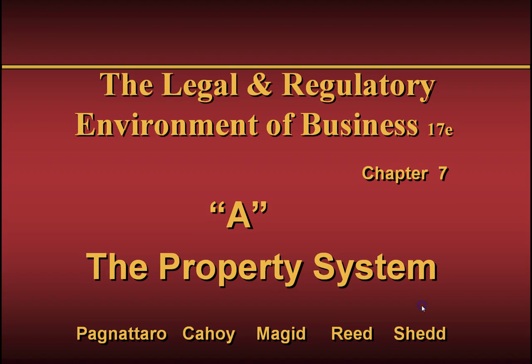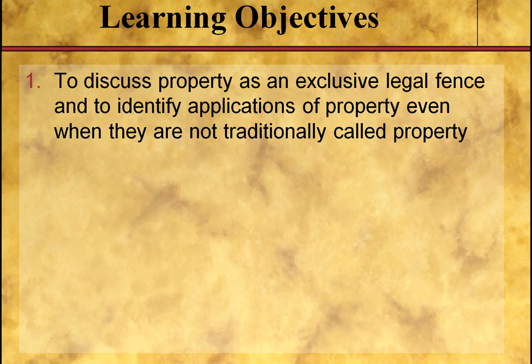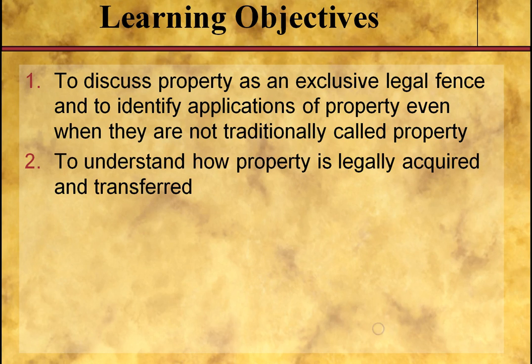Hello, this is Professor Herskowitz again, and now we're going to talk about the property system, Chapter 7 from the text. What we want to look at is property, and this isn't real estate, this is property. So we want to talk about how property is an exclusive legal fence around rights that individuals have. It's a key part of the economic model, the economic system that drives the United States.